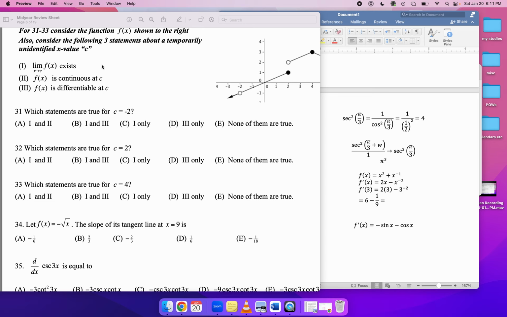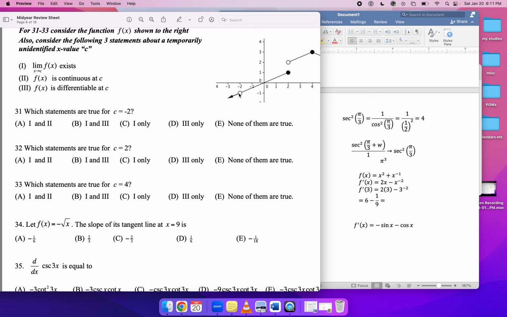Okay, 31 through 33. All right, we're considering a bunch of statements. One is that the two-sided limit, notice that's a two-sided limit, exists. Two is that the function's continuous at c, and 3 is that f of x is differentiable at c. Which statements are true for c equal to negative 2?